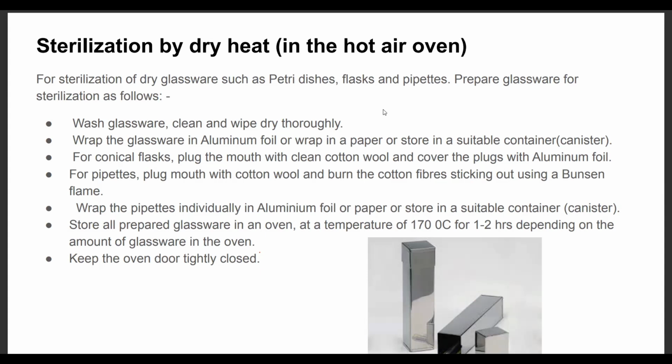Now, if we take a conical flask, it has a mouth-like part. So plug the mouth with clean cotton wool and cover the plug with aluminium foil.